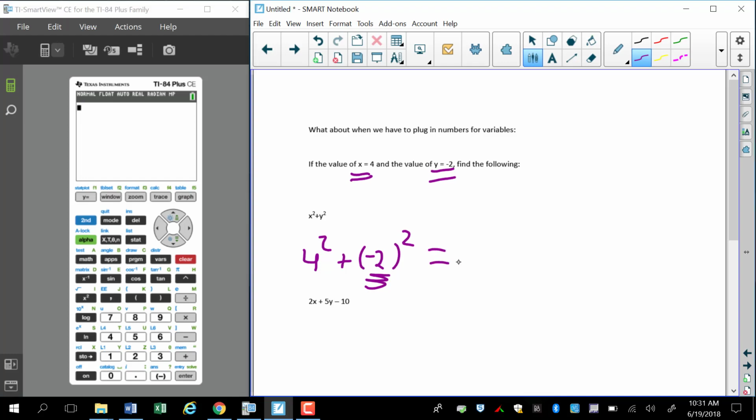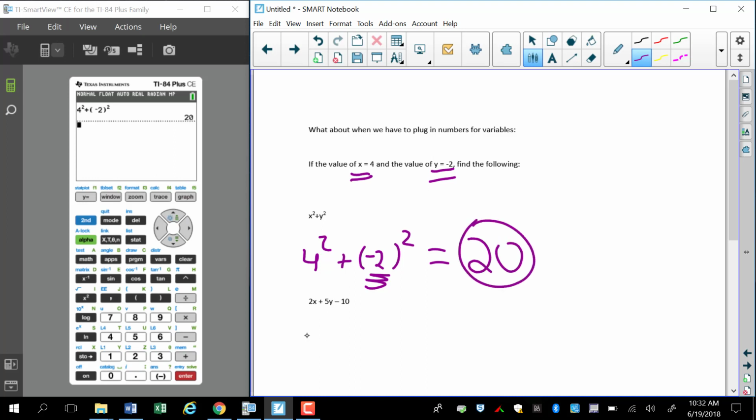So we can plug this in, 4 squared plus parentheses negative 2. Oh, notice I made the mistake here. I didn't bring everything down. So let's go back and fix this. So 4 to the power of 2, bring it down, plus parentheses negative 2 to the power of 2. Just the way you see it, bring it down, hit enter, and you get the answer of 20.